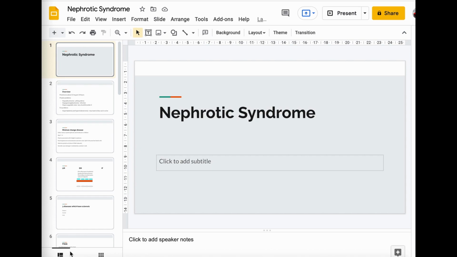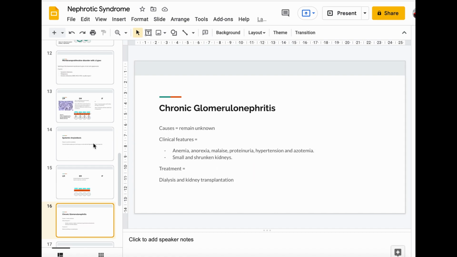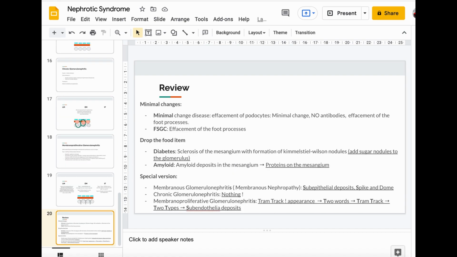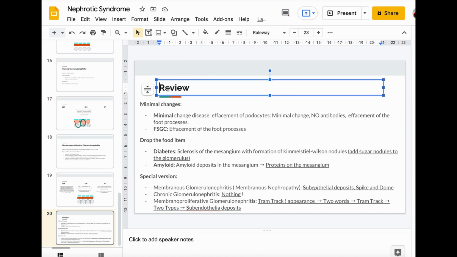And guys, today I'm going to be talking about nephrotic syndrome. Yes, nephrotic syndrome is very different because today I'm just going to be talking about the mnemonic. The mnemonic is going to describe the different types of nephrotic syndrome and how you can remember them. I don't know why I wrote a review here. It should be mnemonic over here.